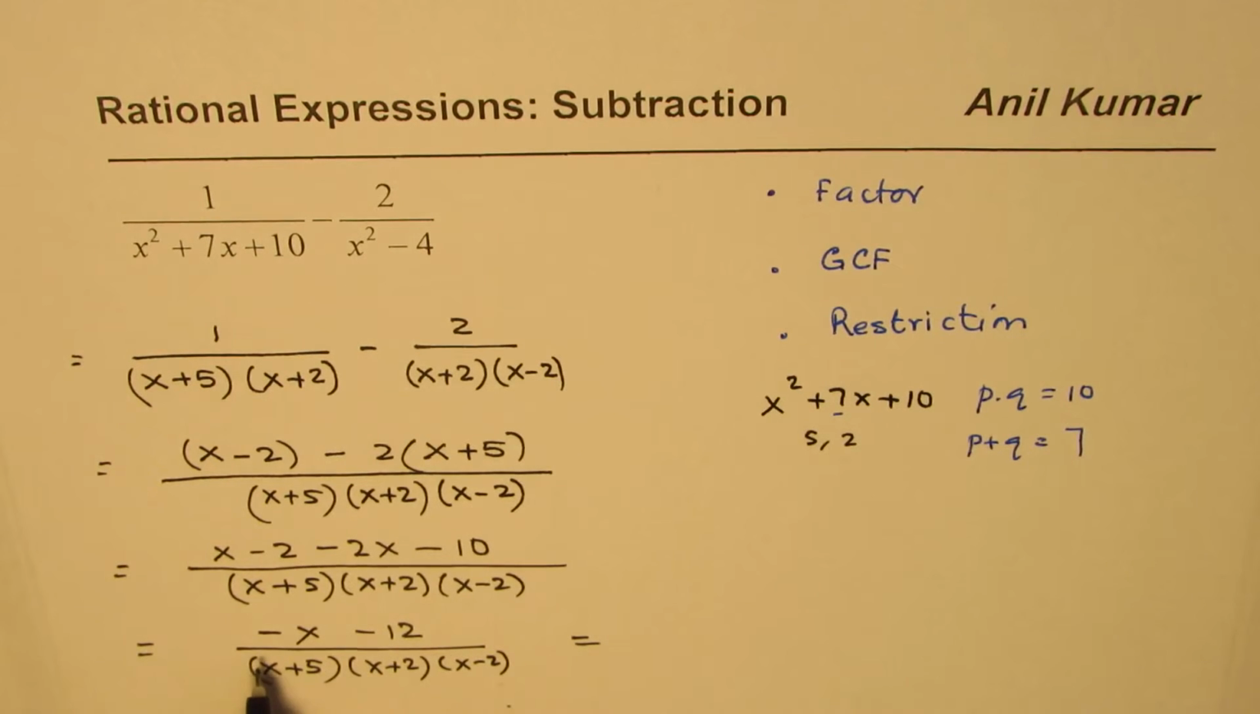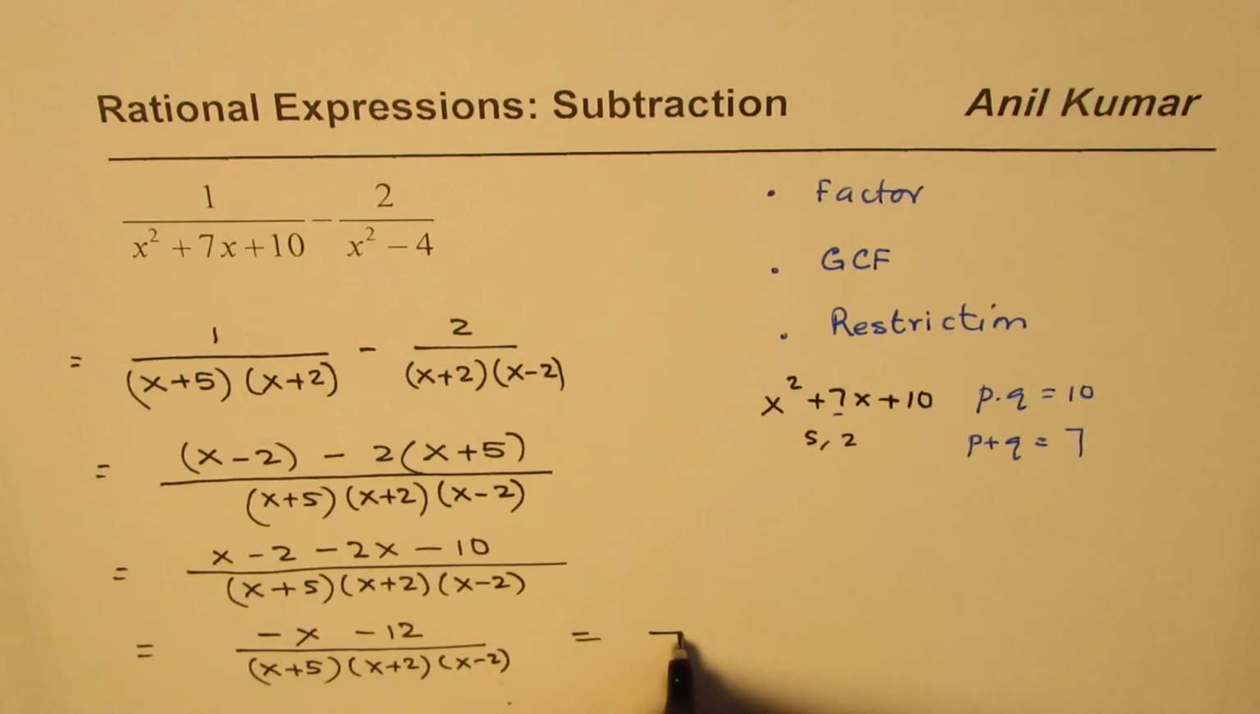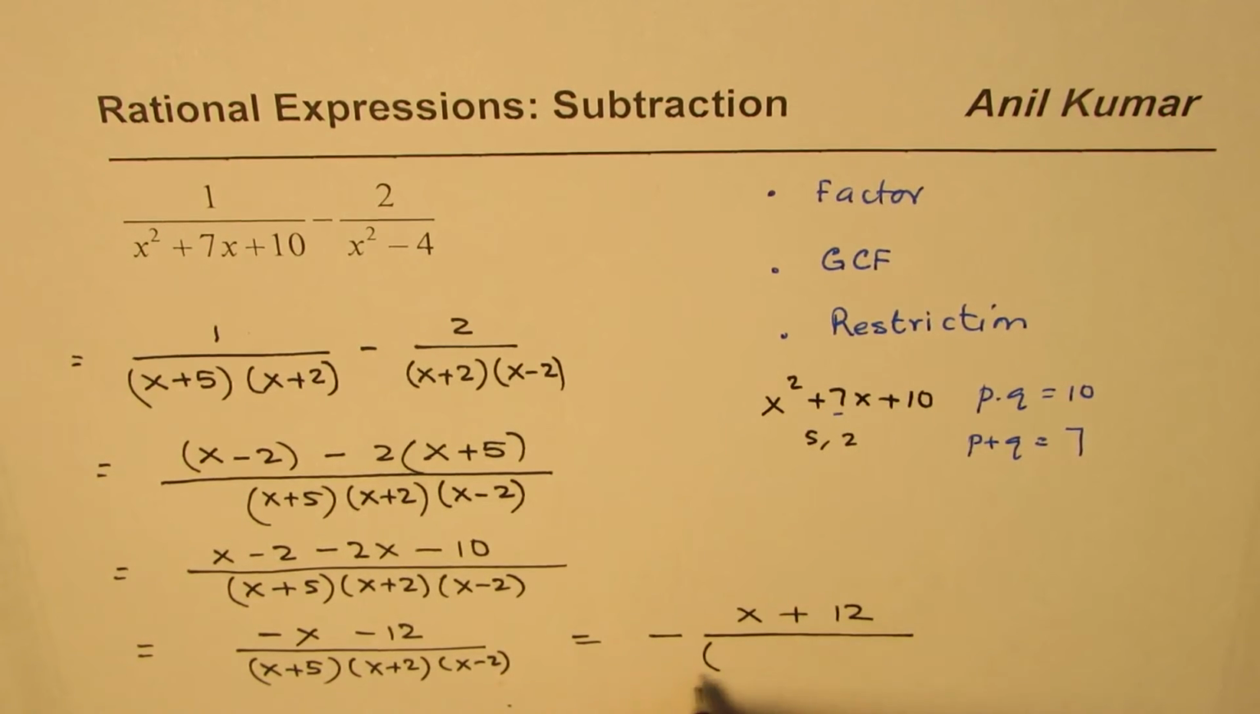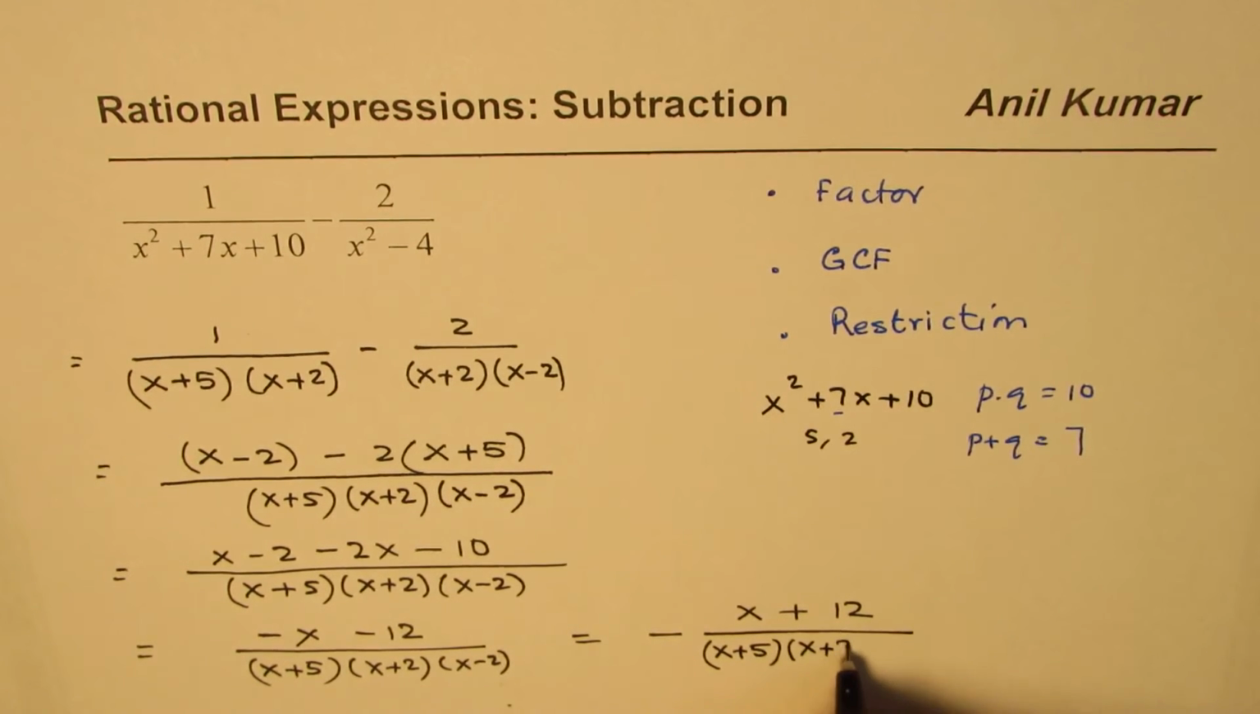Let me rewrite this with a negative sign. You could also write this as negative of (x plus 12), right? You could write like this also. It's kind of better. So we get (x plus 5) times (x plus 2) times (x minus 2) in the denominator.